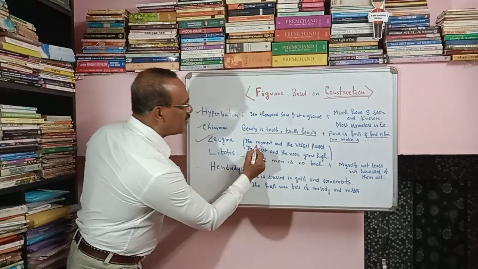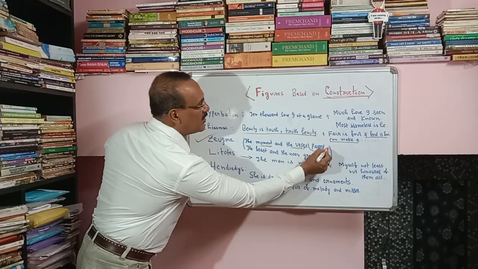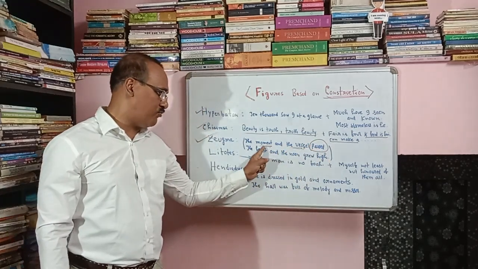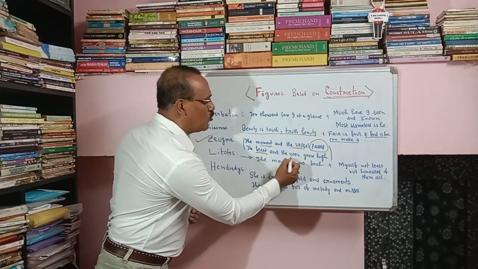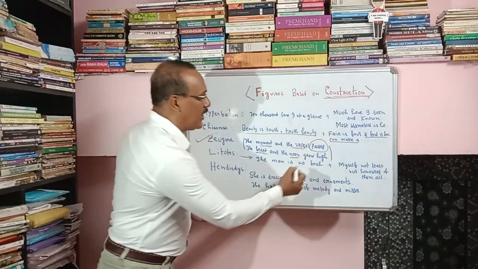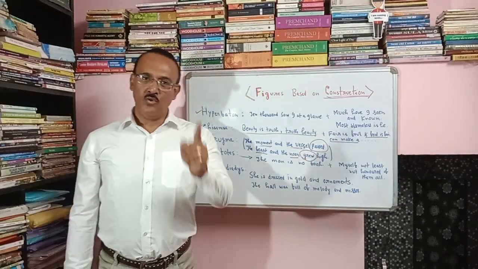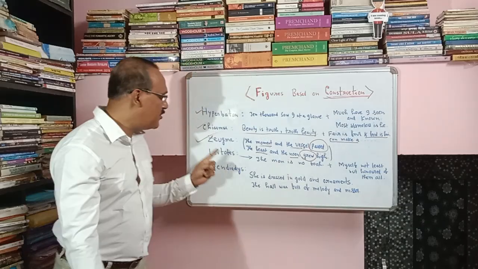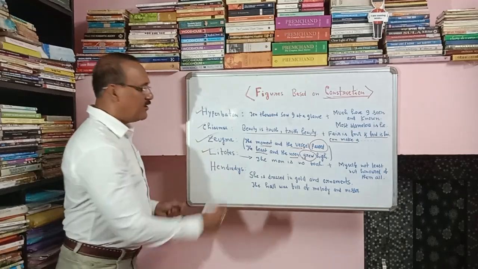What are the examples? "The moment and the vessel passed." You see, only one verb, passed, but two nouns, moment and vessel. "The feast and the noon grew high." The verb is grew. So, one verb is connected with two nouns. This is Zeugma.